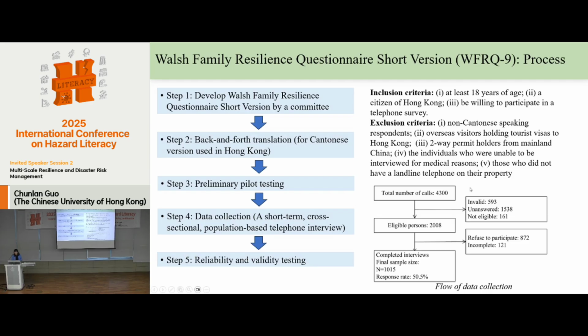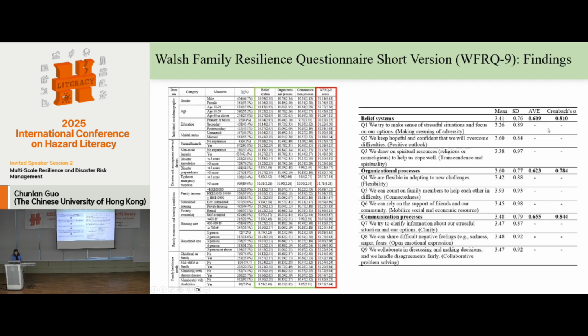So we used a telephone survey. We collected 1,015 participants in our general public. They are adults. They are citizens in Hong Kong. Okay, so this is the data in detail. What is the score of this SHOCK scale?